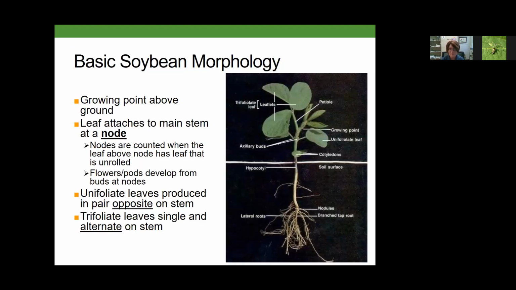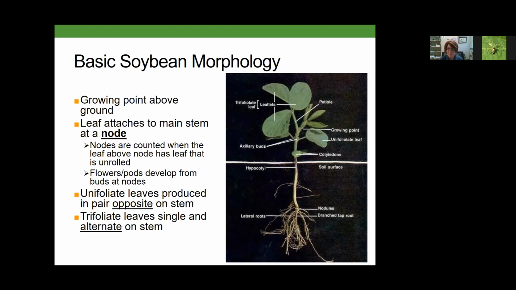So those are some basics about the soybean plant, and I'm going to talk primarily about the above ground part, which is what you're going to see when you're staging a field. I think everybody knows the growing point on the soybean is going to be above ground, at the top of the stem here. And that's where all the new leaves are going to be produced after it comes out of the ground.